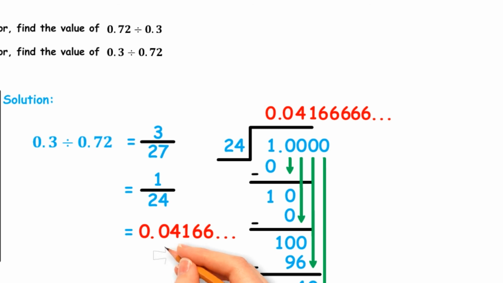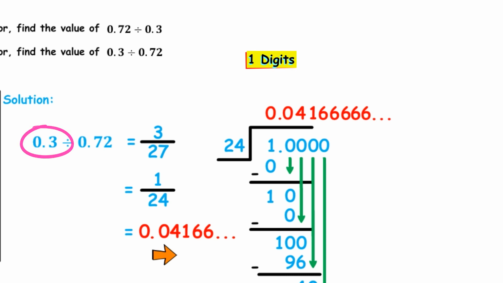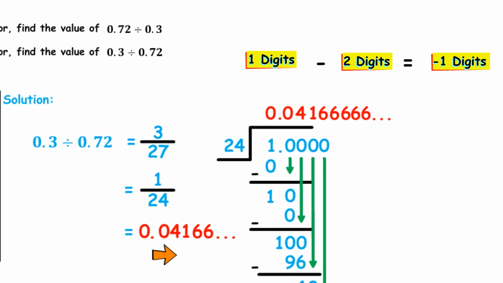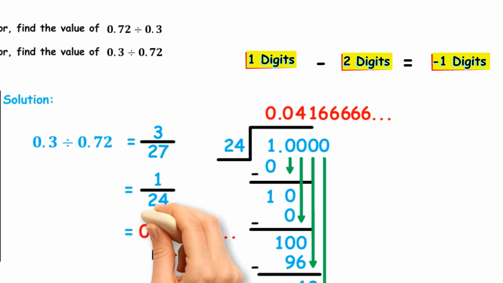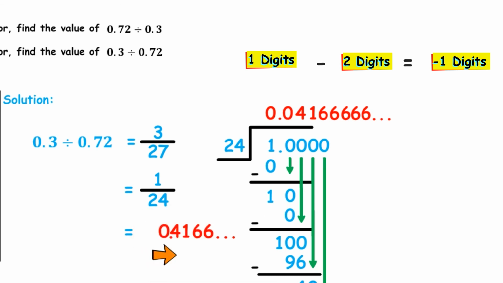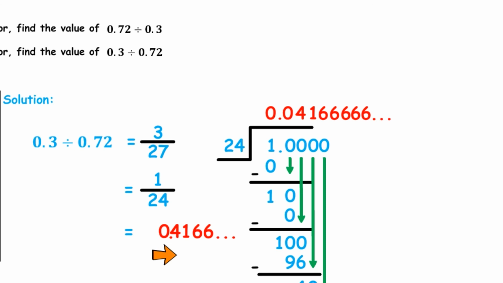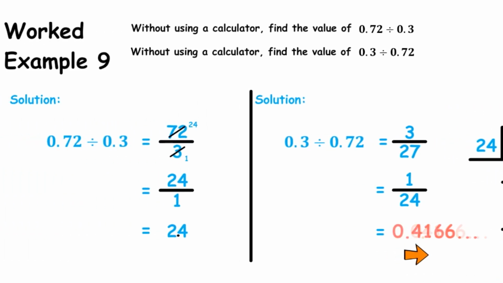Now, the decimal point is already there. We will move it forward. In the first number, there is 1 digit after the decimal point, and in the second one, there are 2. So, 1 minus 2 is minus 1. It means we will move the decimal point 1 digit forward. Our final answer will be 0.41666666 and so on. Thank you very much.